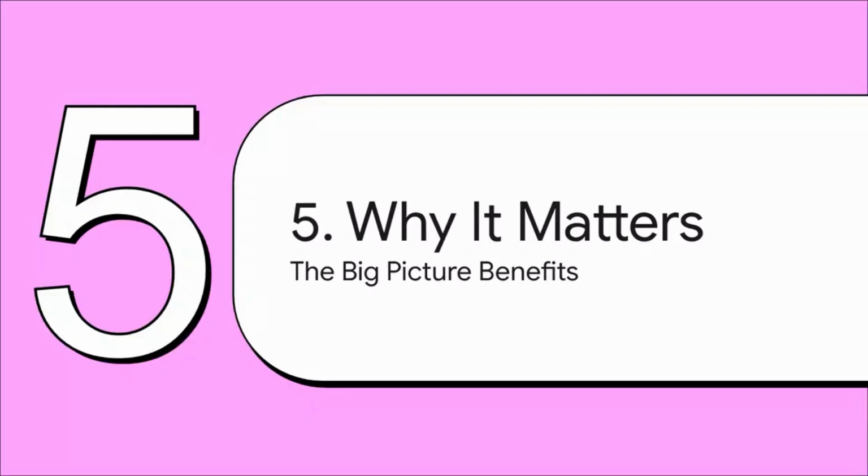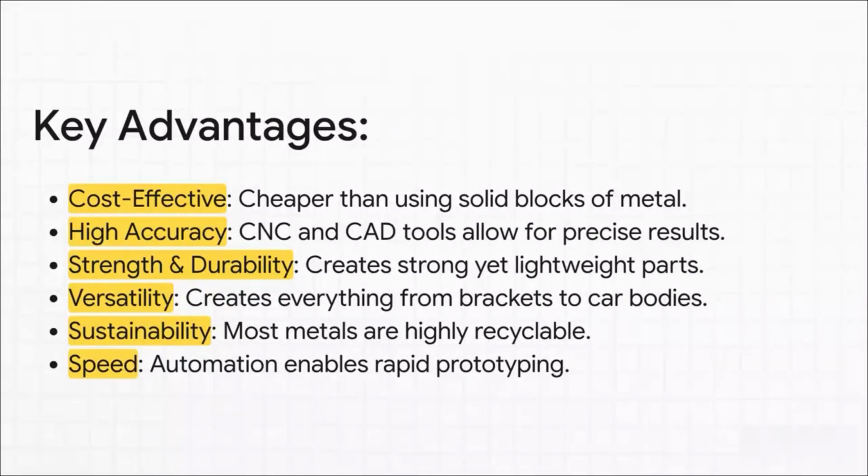Okay, so we've seen the entire journey now, from a digital plan all the way to a finished product. So let's just zoom out for a second to the big picture. What is it that makes this process so completely essential to all of modern manufacturing? The advantages really are crystal clear. I mean, it's cost-effective, it's incredibly precise thanks to computers, and it has this amazing strength-to-weight ratio. Then you add in its sheer versatility, plus the fact that it's sustainable and super fast, and yeah, you can really see why sheet metal fabrication is a true cornerstone of how we make things today.